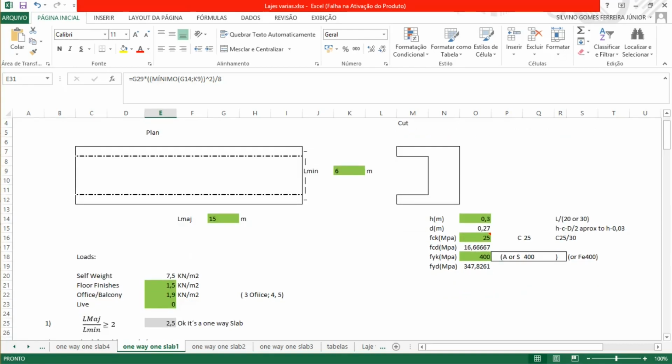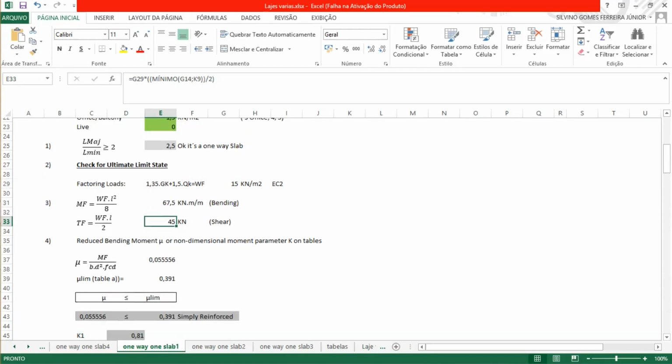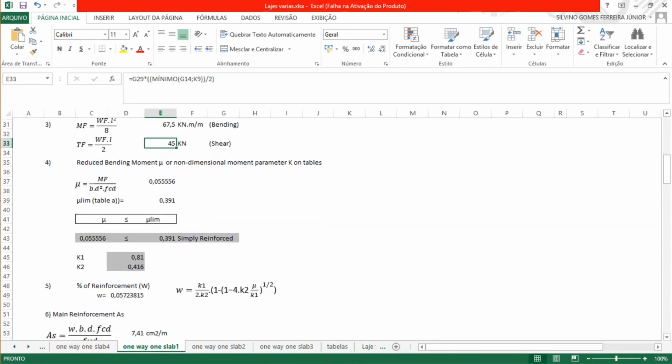Shortest span is always the best. Okay, 67. For the shear, factor shear, it's WF multiplied by the minor span divided by 2. That gives us 45 kilonewtons.